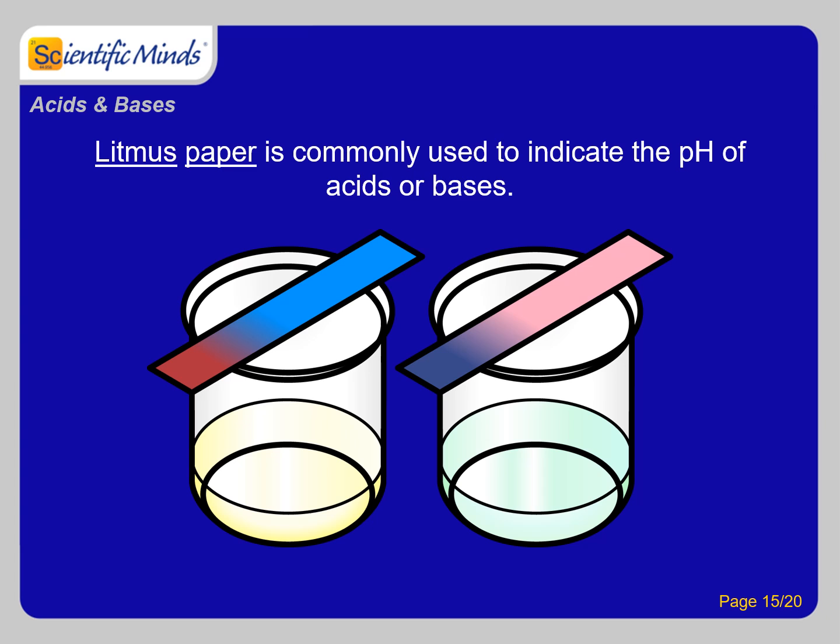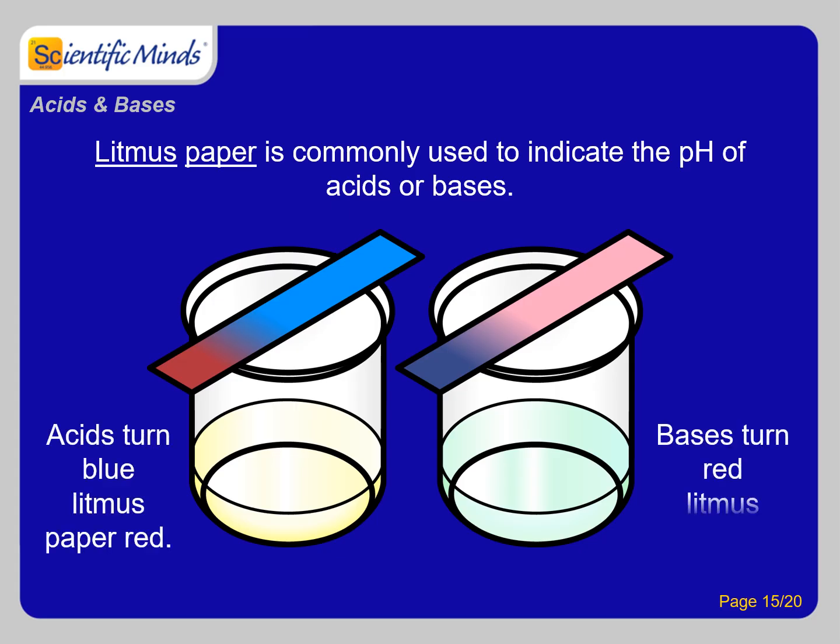Litmus paper is commonly used to indicate the pH of acids or bases. Acids turn blue litmus paper red. Bases turn red litmus paper blue.